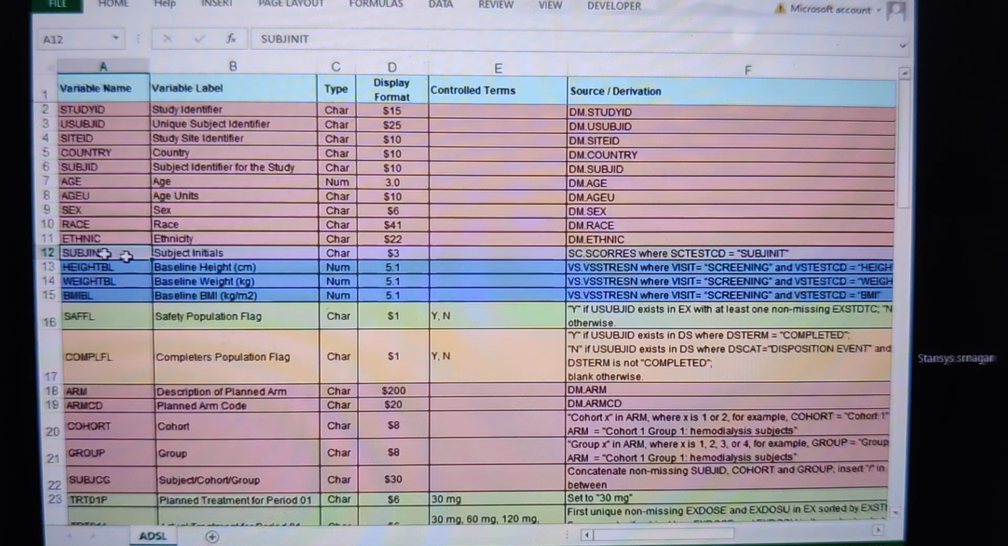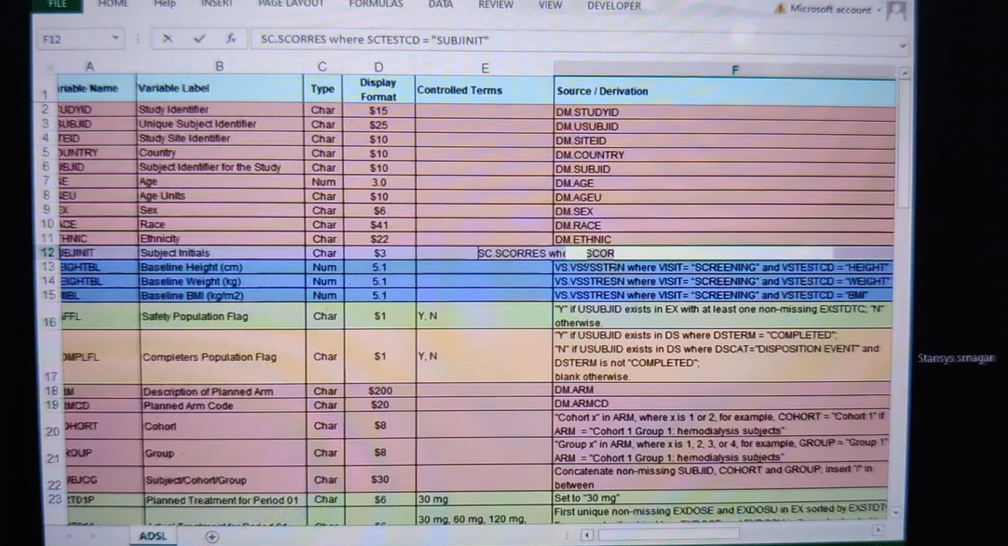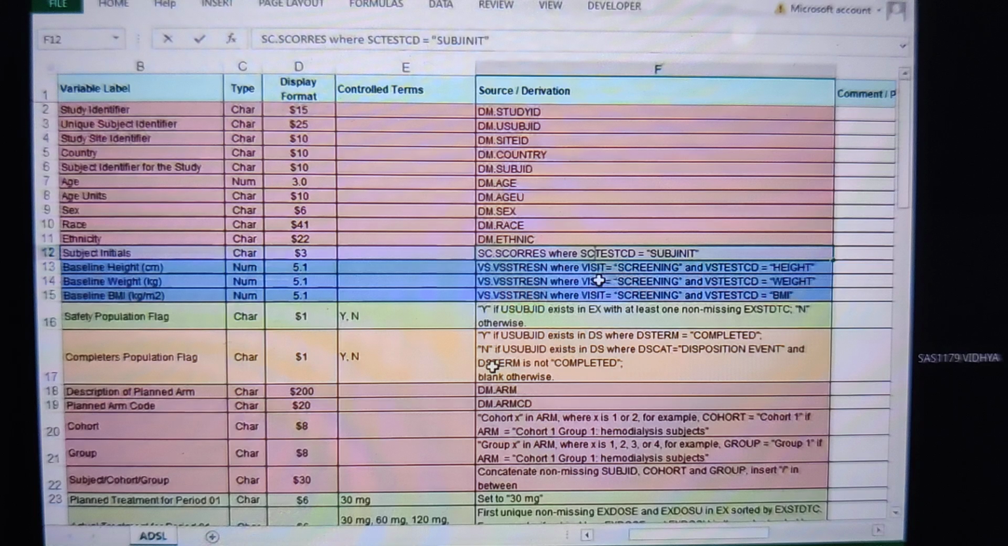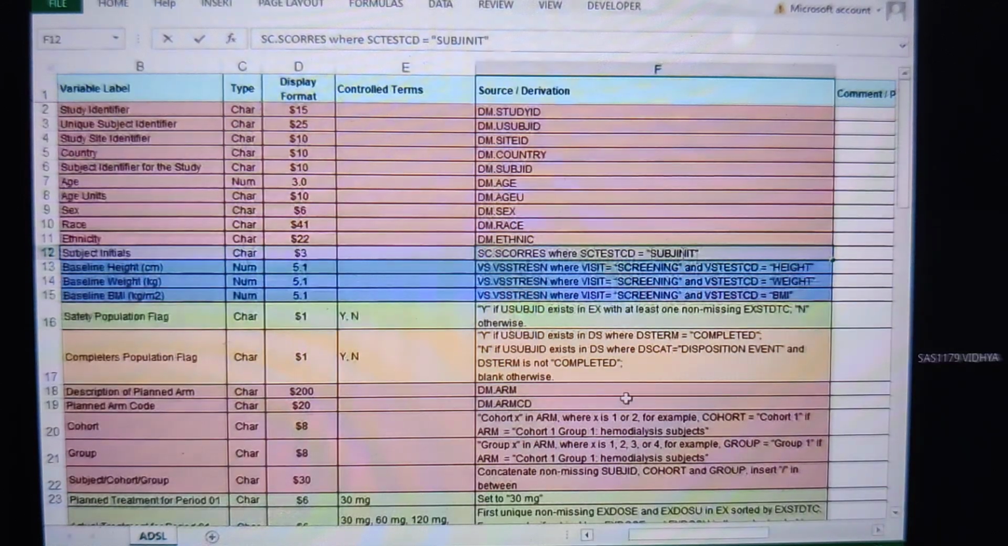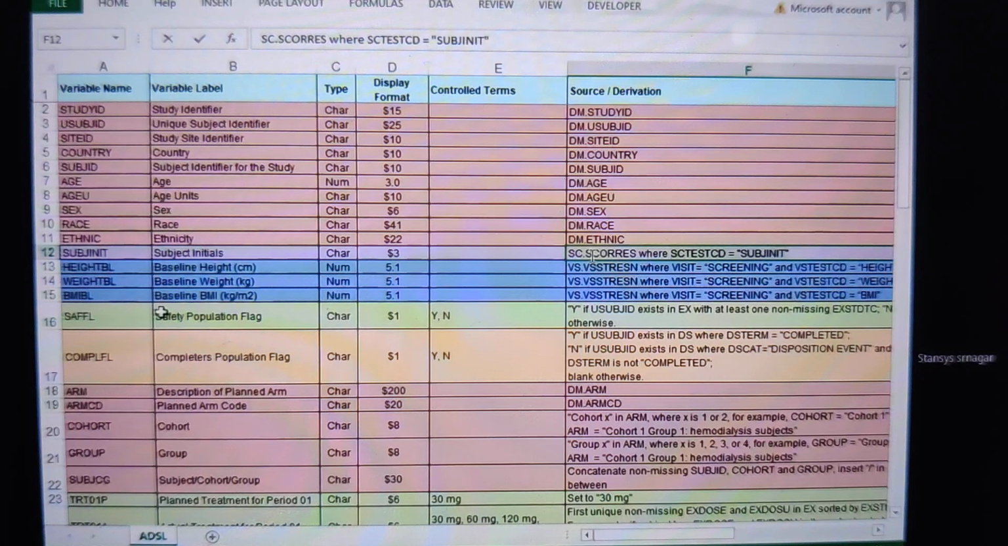And then in the 12th row, can you see what variable I want to have? SUPPDM INITIALS, subject initials. So from where should you get this one? The SC data set. SC means subject characteristics. But in subject characteristics, from which variable? SCORRES. In subject characteristics there is a variable called SCORRES, and SCORRES is nothing but subject initials. So if SCTESTCD is equal to subject initials, then INITIALS is equal to SCORRES. Simply we are going to create the subject initials.